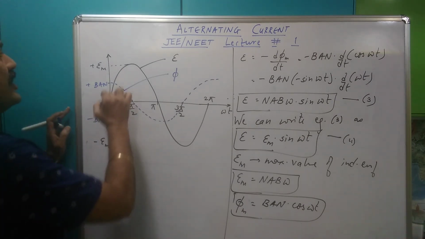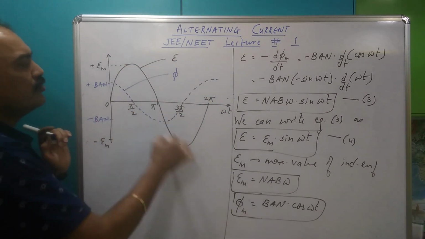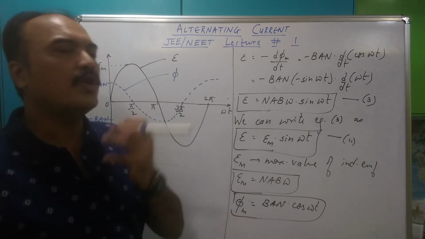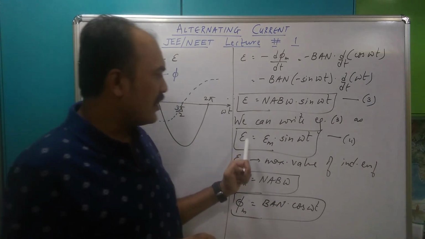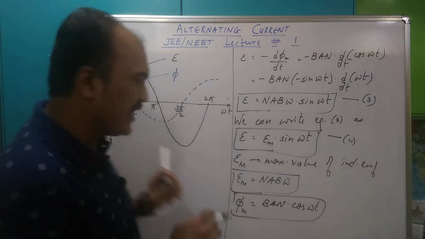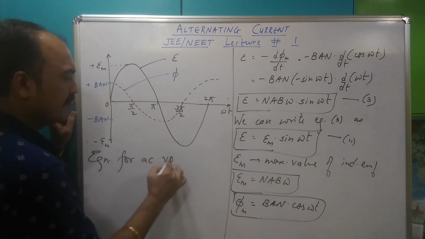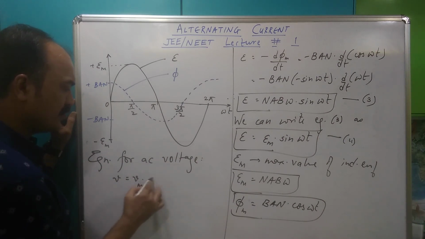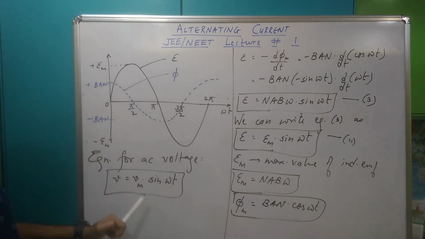So such EMF, this voltage, as you can see, which is varying according to the sinusoidal function, is called alternating voltage, or you can also call it AC voltage. From now on, we are not going to use epsilon is epsilon m sine omega t. So the equation for AC voltage, we are going to simply write as V is Vm sine omega t. For all practical purposes, this is going to be our chief equation.